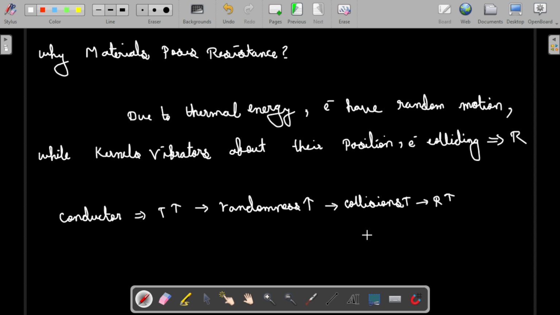So this is how we have to take it into the picture. Please try to remember these things. They will be very effective for you guys to understand the subject.